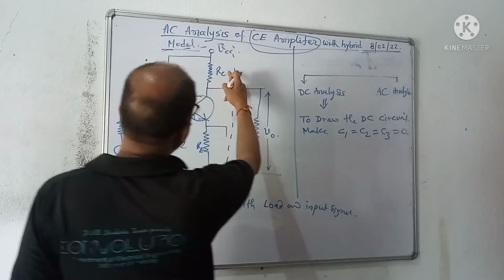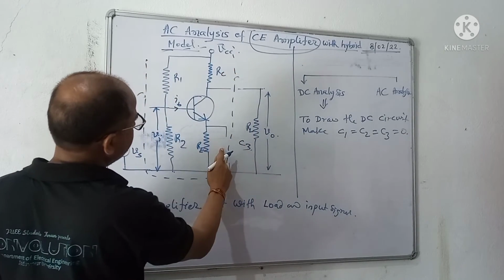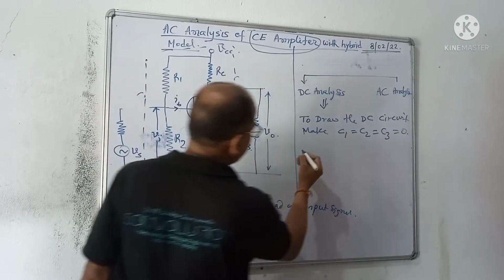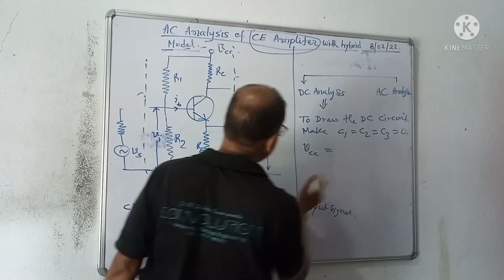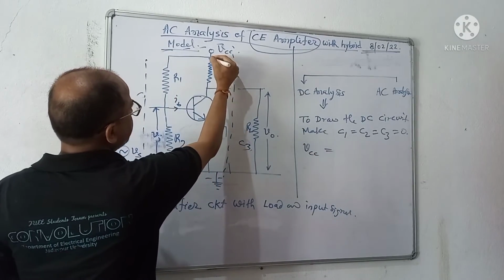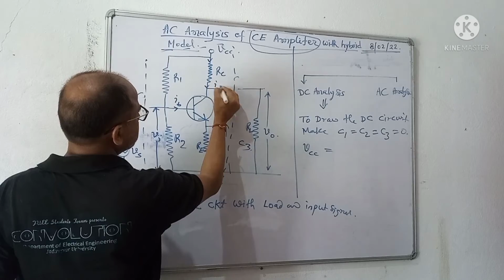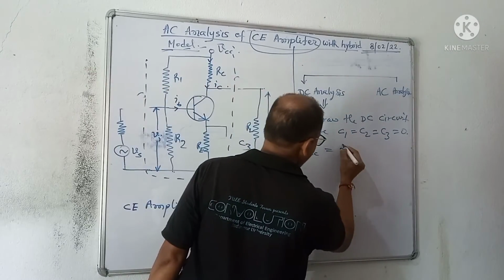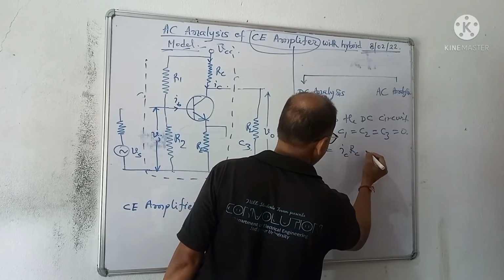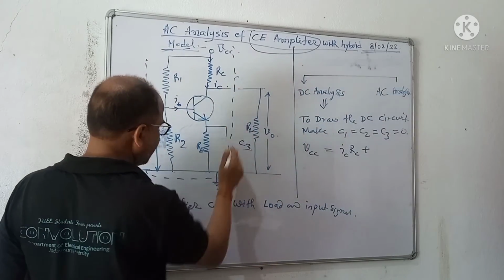Now you see, from the output here we get VCC equal to IC into RC plus VCE.